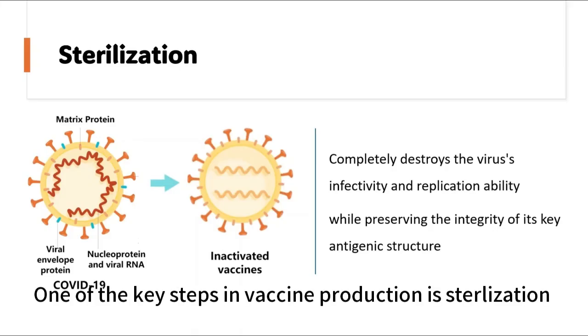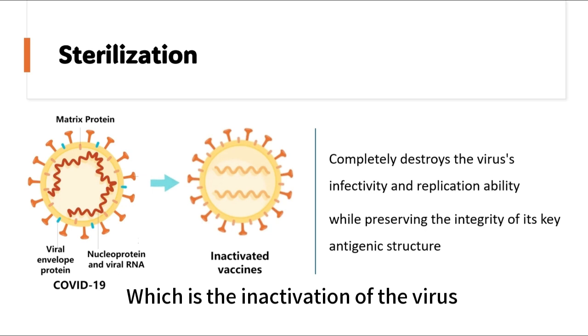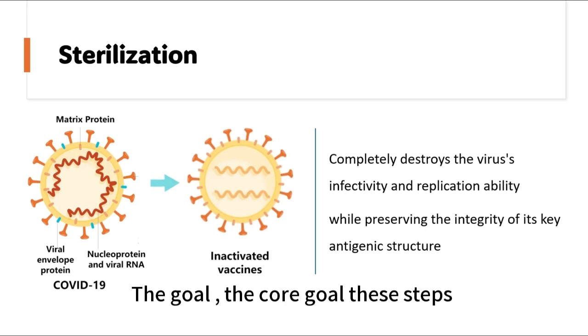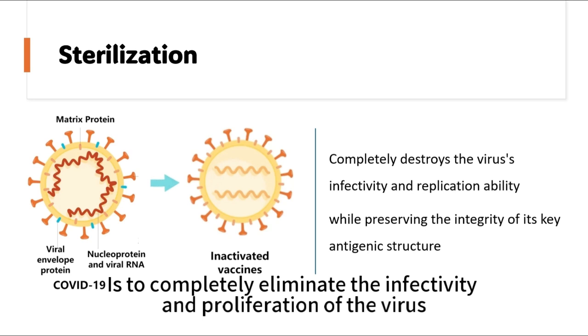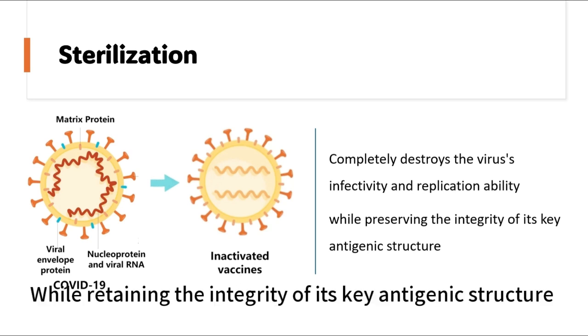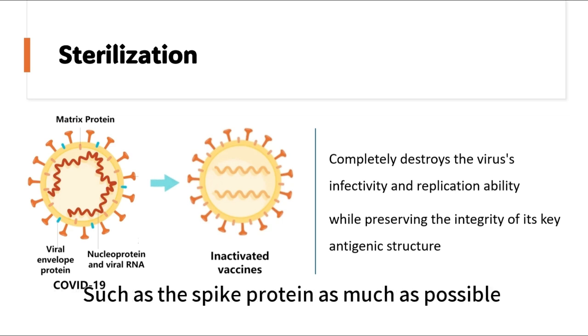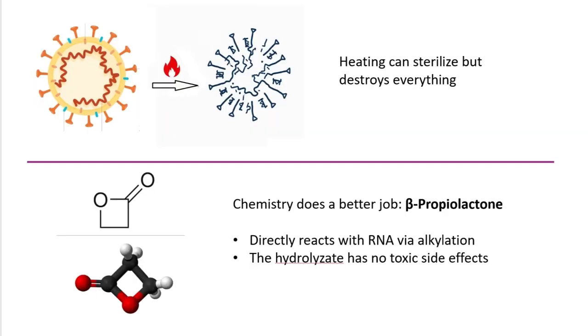One of the key steps in vaccine production is sterilization, which is the inactivation of the virus. The core goal of these steps is to completely eliminate the infectivity and proliferation of the virus while retaining the integrity of its key antigenic structure, such as the spike protein, as much as possible.